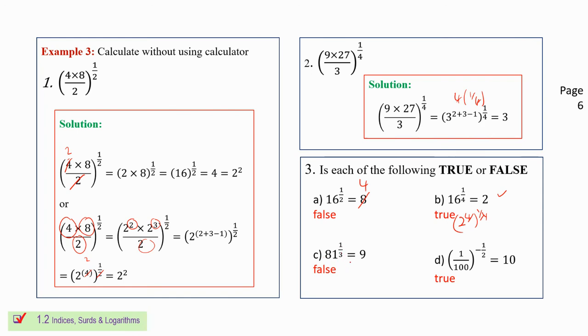81 power of 1 over 3, okay, it's 9. We know that 81 power of 1 over 2 is 9. So this one is false. And then the last one over here is 100 power of negative 1 over 2. So what we know is 100 is 10 power of 2, power of negative 1 over 2. And then we bring our 10 power of 2 up. So I have 10, 2 multiplied with negative 1 over 2. So negative, negative is positive, and we have 10. So this one is true.